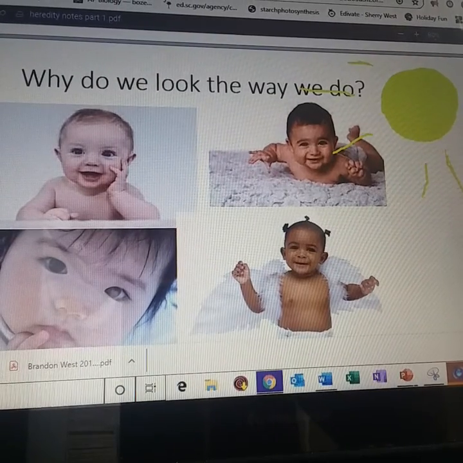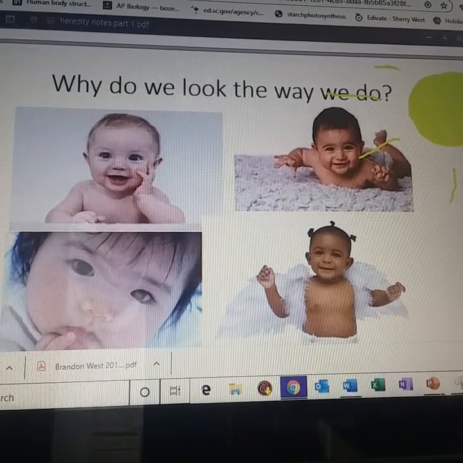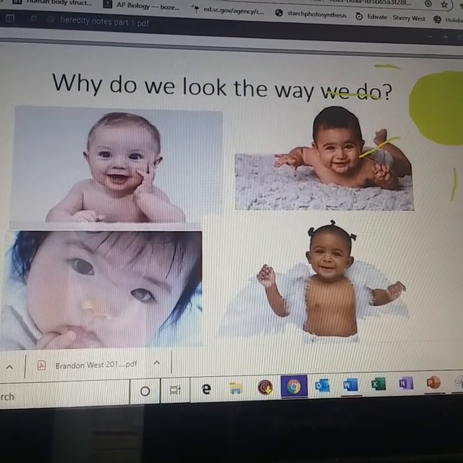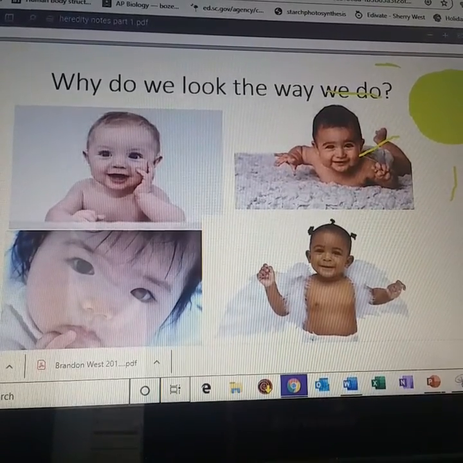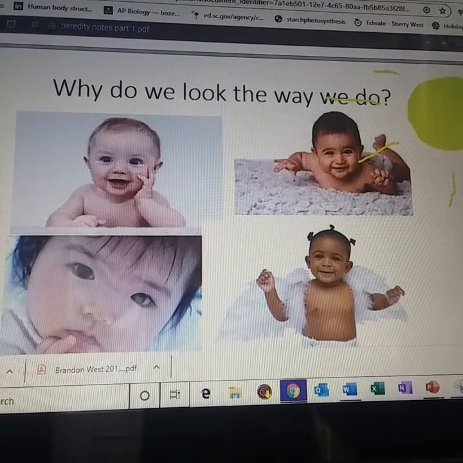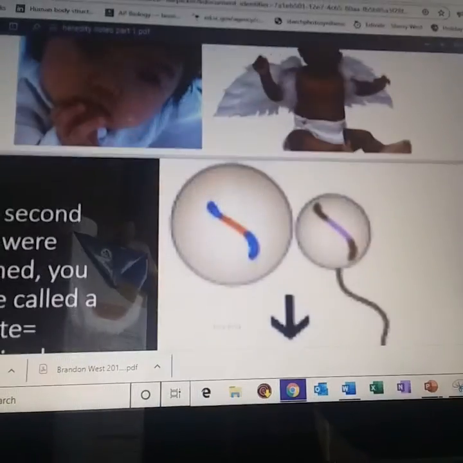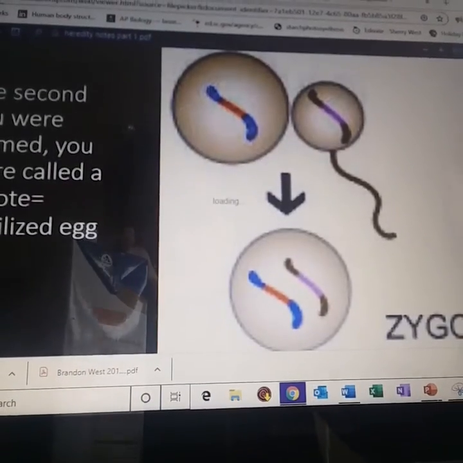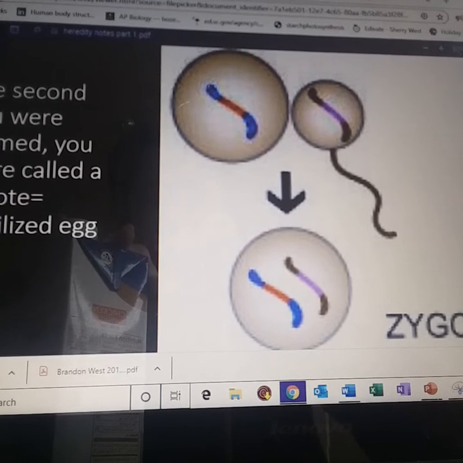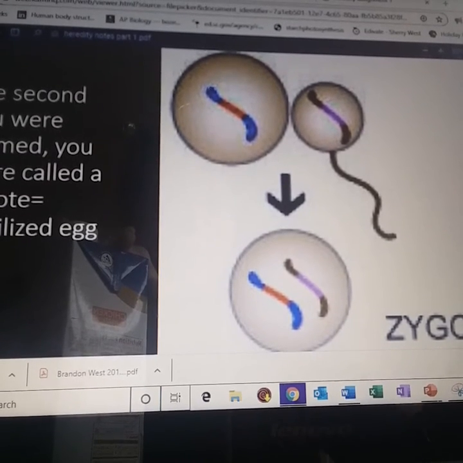All right, I'm going to start with the heredity notes, part 1. And I've got these cute looking little babies here. This unit is about how did you come to look the way you do. So we have this picture of the sun here because the environment has a little bit to do with it, but most of it has to do with our genes and our mom and daddy. So this picture here is going to help us visualize what does that mean when we say we get genes from our mom and dad.